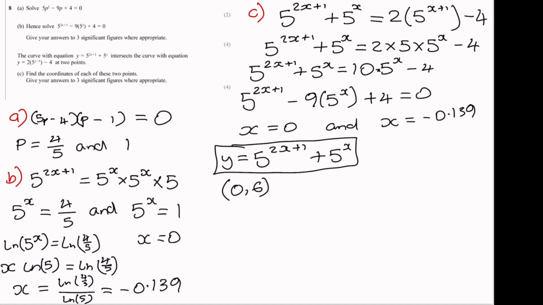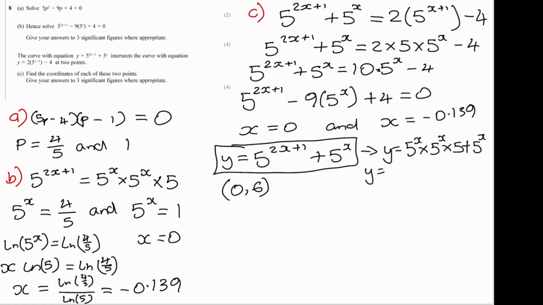However, if we look back at part B, before we solved for x, we were at 5 to the power of x equals 4 over 5. So if I rearrange this equation, which we've done before, into y equals 5 to the power of 2x plus 1, that is 5 to the power of x times 5 to the power of x times 5 plus 5 to the power of x. And I know 5 to the power of x is 4 over 5. So I can do this without a calculator.